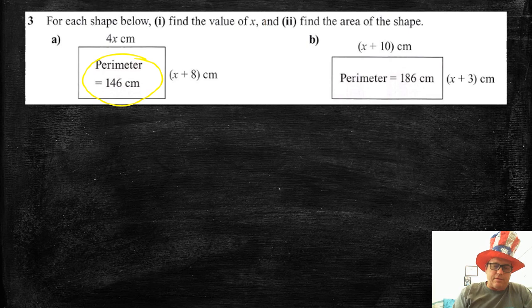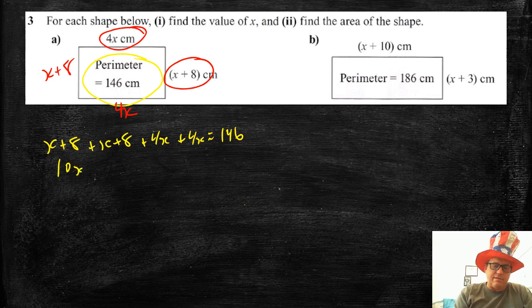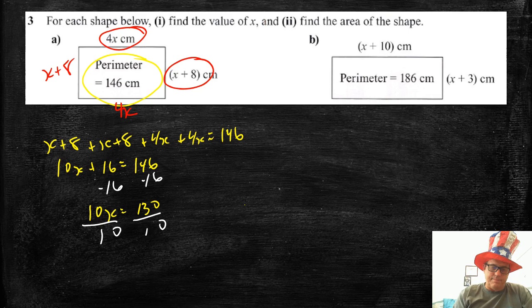How do we find the perimeter of a rectangle? Right, well, we add up all the sides. So that's 4x, that one's 4x, so that's x plus 8. That's x plus 8. Find the perimeter, I need to add them all up. So x plus 8 plus x plus 8 plus 4x equals 146. Combine my like terms, I get 10x. x equals 13. That's the first thing.